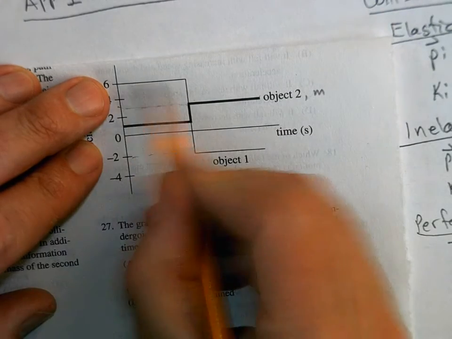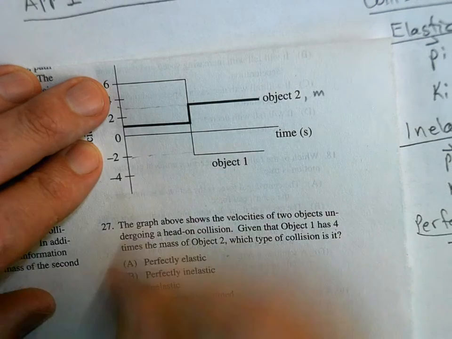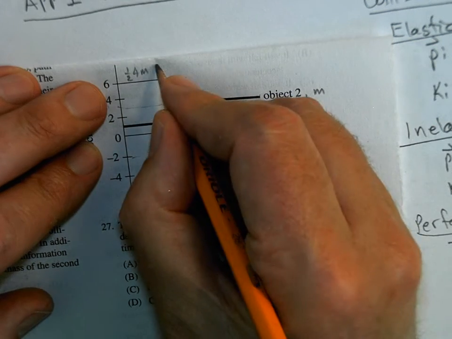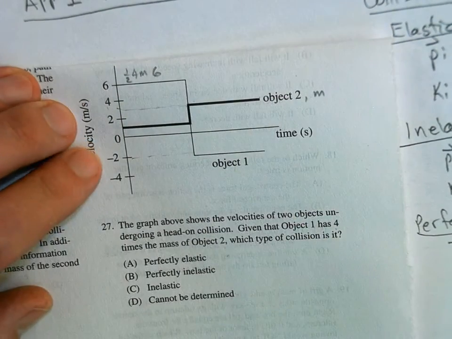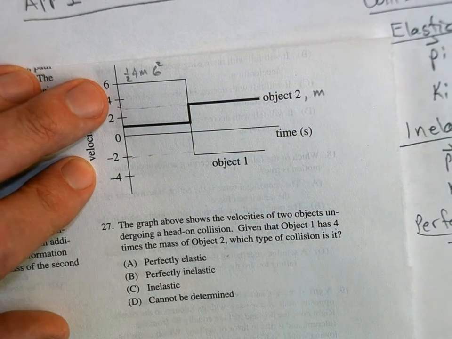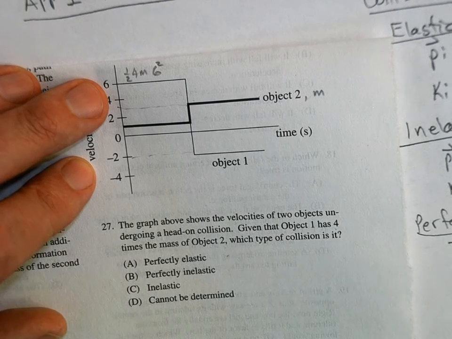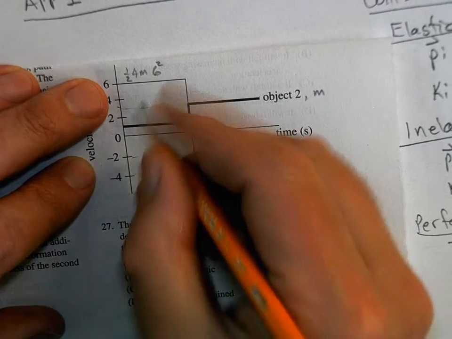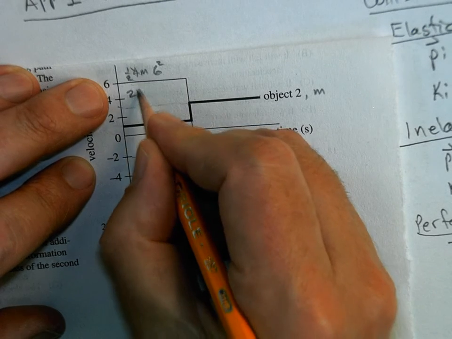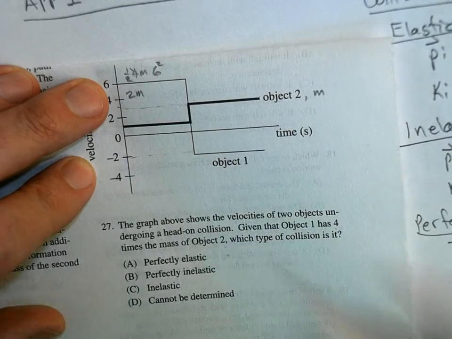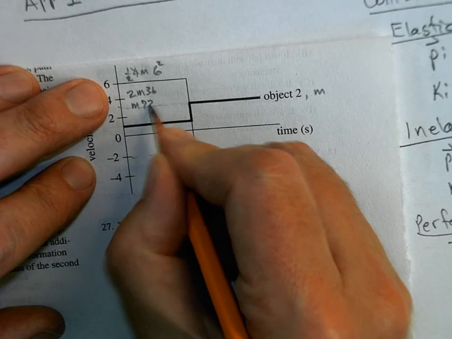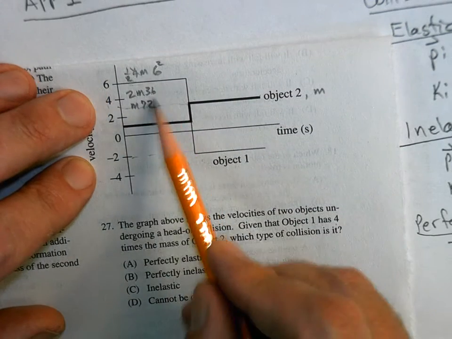So what's the kinetic energy of object 1? Well, it's 1/2 times 4m times 6 meters per second squared, right? K equals 1/2 mv squared. So the 2 cancels with the 4. That's 2m times, and what is 6 squared? 36. So that's going to be m times 72. So that's the kinetic energy of object 1.